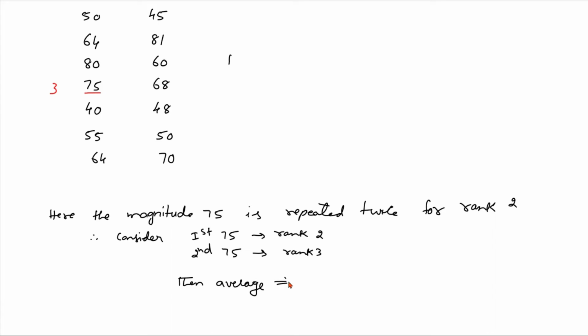So the average value will be how much? I have to just add these two values: 2 plus 3. Twice it is repeated, therefore divided by 2. So we'll get 5 by 2, which will be how much?